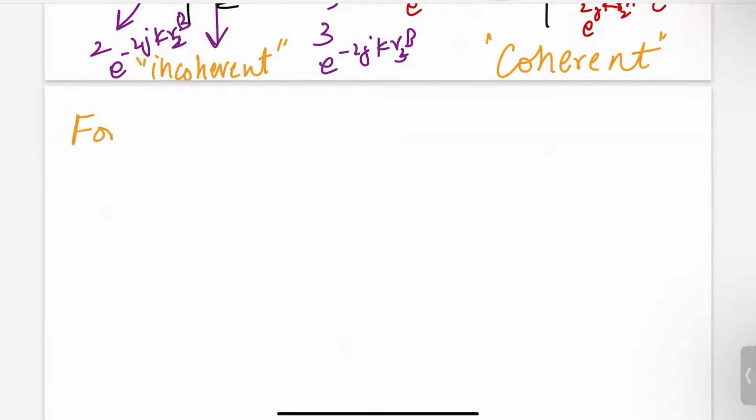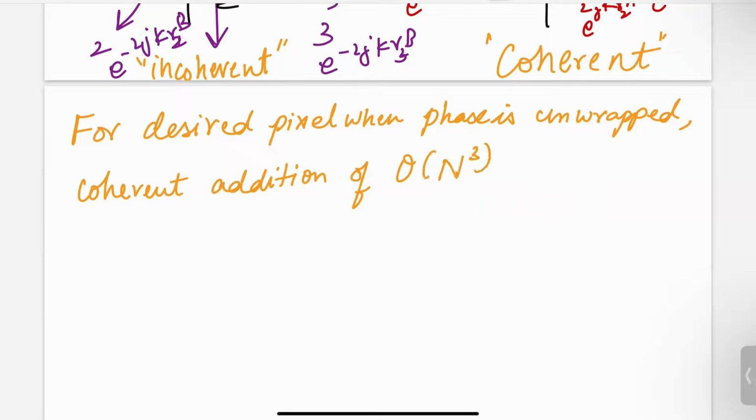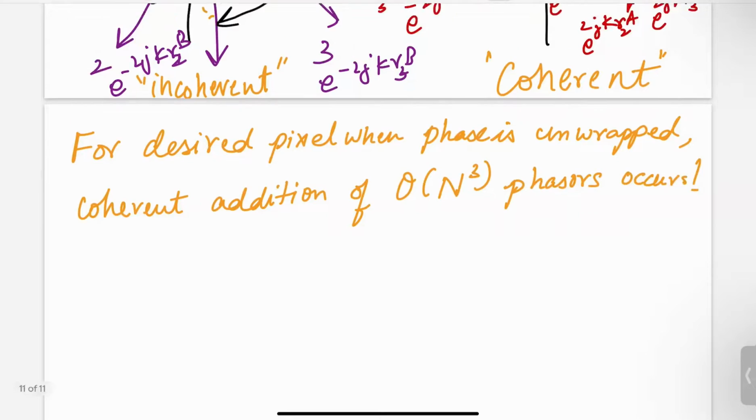So for the desired pixel, when the phase is unwrapped and added, coherent addition of order n to the 3 phasors occurs, right?